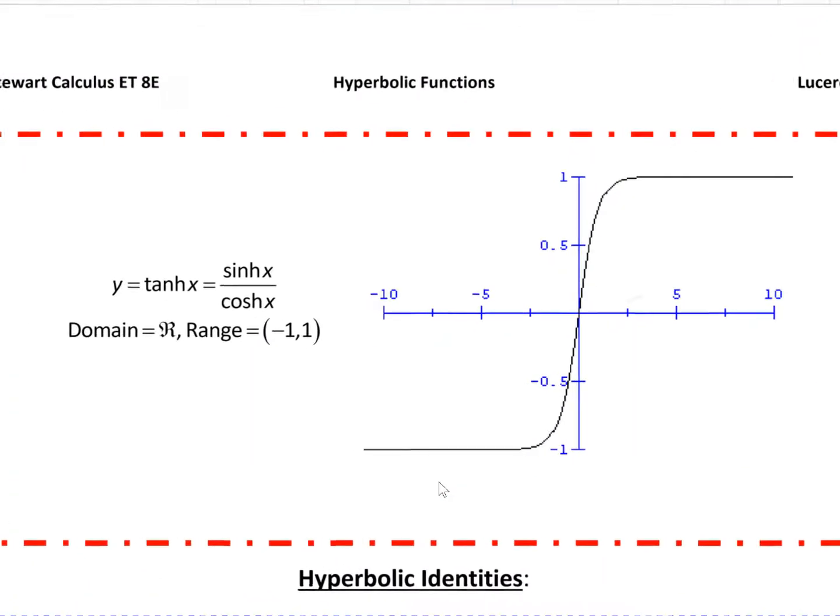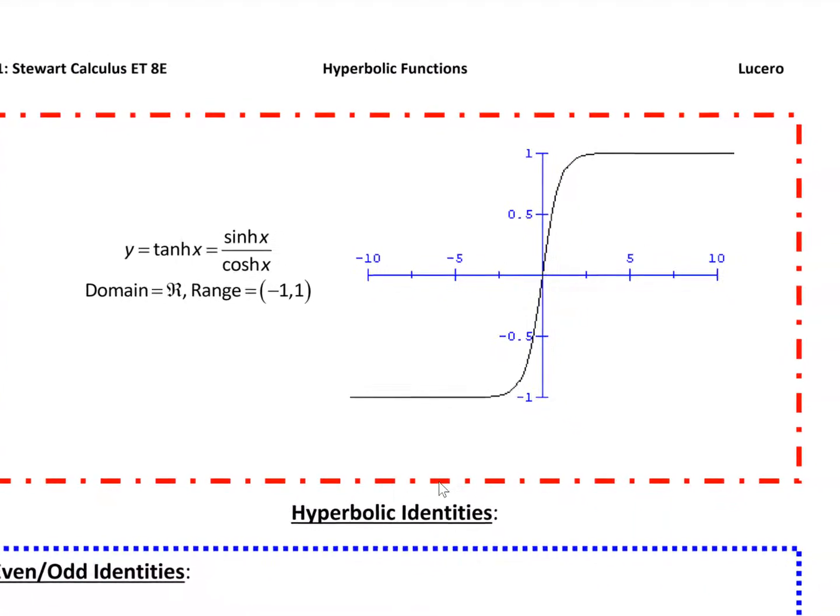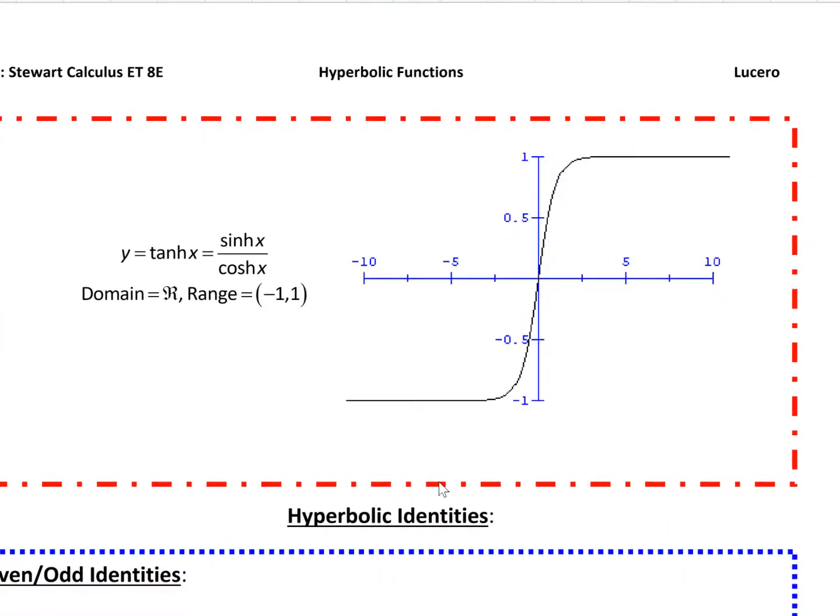Now, the hyperbolic tangent, which is the ratio of the hyperbolic sine over the hyperbolic cosine, turns out is actually bounded in its range between -1 and 1. So it actually has horizontal asymptotes of y equals 1 and y equals -1. And so here is what the hyperbolic tangent looks like.